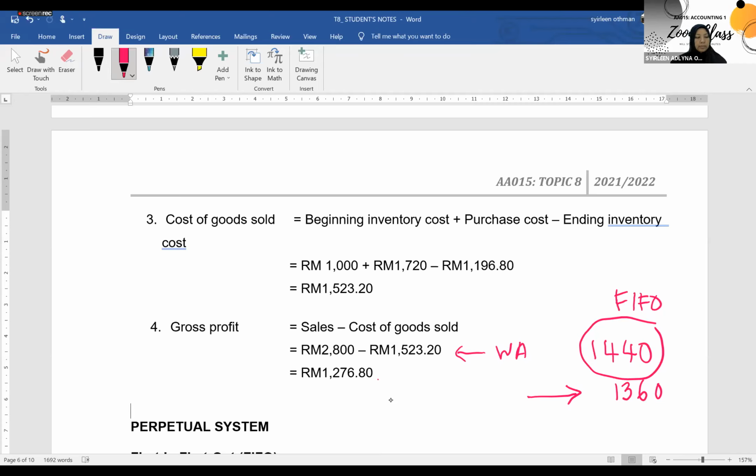Okay, ada soalan nak tanya untuk weighted average?